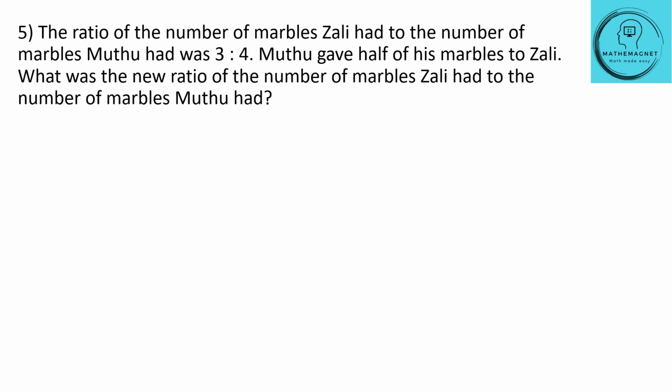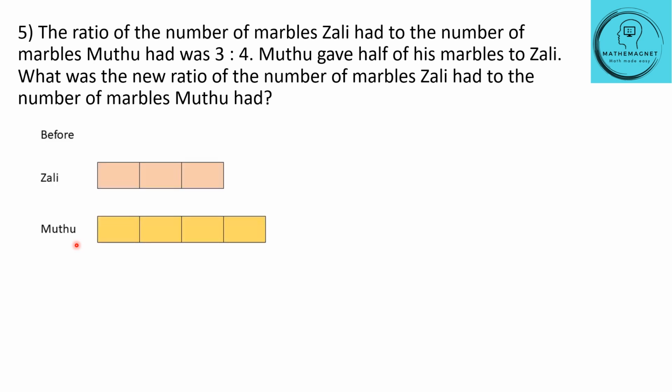Question number 5. The ratio of the number of marbles Zali had to the number of marbles Muthu had was 3:4. Muthu gave half of his marbles to Zali. What was the new ratio of the number of marbles Zali had to the number of marbles Muthu had? Now this is a before and after concept.